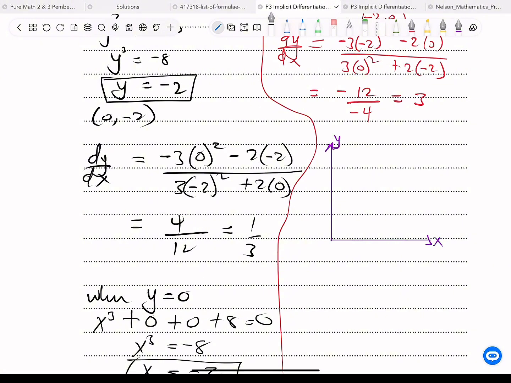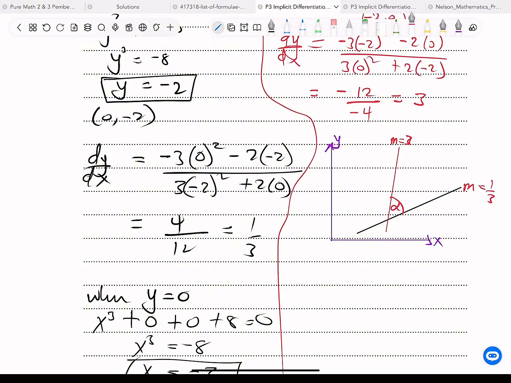Let me use two lines, black. So let's say one of the tangents is this, and so the bigger the gradient, the steeper it is, and one tangent is like this. This is going to have a gradient of 3, and this is going to have a gradient of 1/3. Okay, the flatter the line, the smaller its gradient, and the steeper the line, the bigger its gradient. So they are creating an angle of alpha right here.